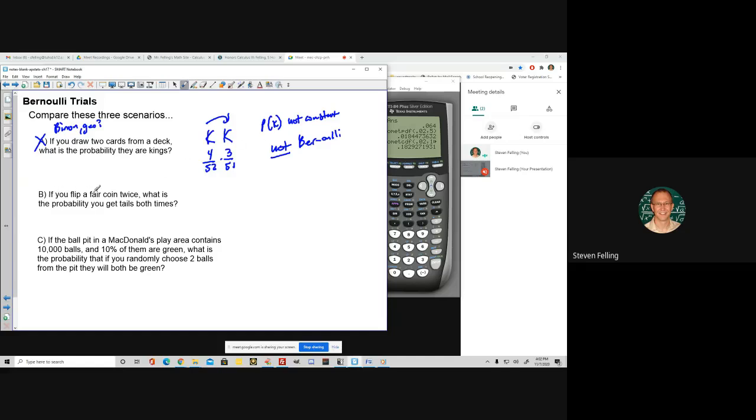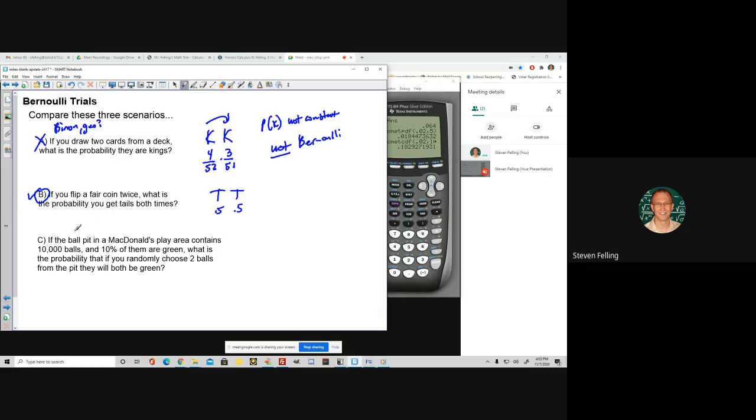Okay, if you flip a fair coin twice, what's the probability that you get tails both times? Well, the probability that the first one's tails, if it's a fair coin, is 50%. The probability of the second one is 50%, right? So this is a Bernoulli trial. Multiple trials, same thing. Yep, we could use Bernoulli or geometric to solve problems like this, right?